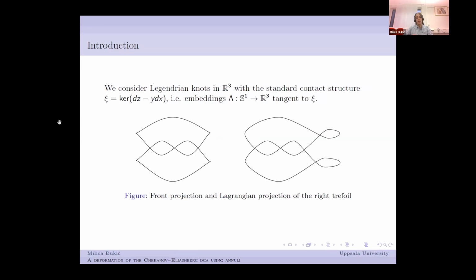So the basic setting is we consider Legendrian knots in R3 with a standard contact structure, i.e. embeddings tangent to the contact hyperplane distribution, the kernel of the one form dz minus y dx. And convenient ways to see these knots is by using front projection, i.e. projection to the xz plane, or Lagrangian projection, i.e. xy projection. So here we have front projection and Lagrangian projection of some Legendrian right trefoil.